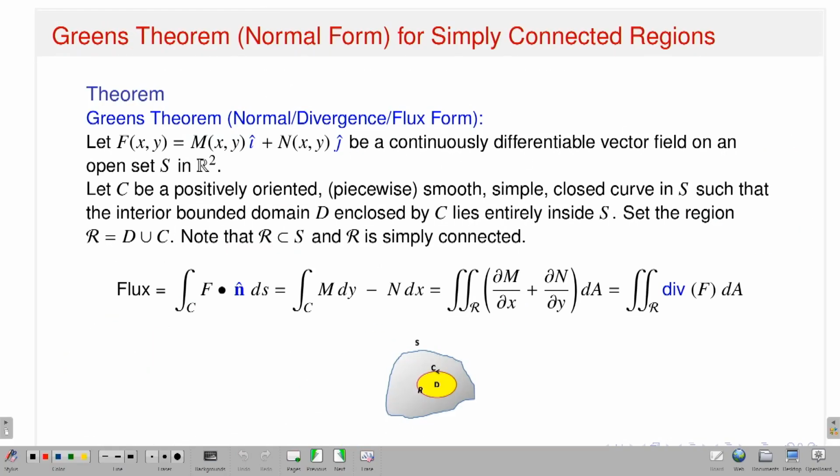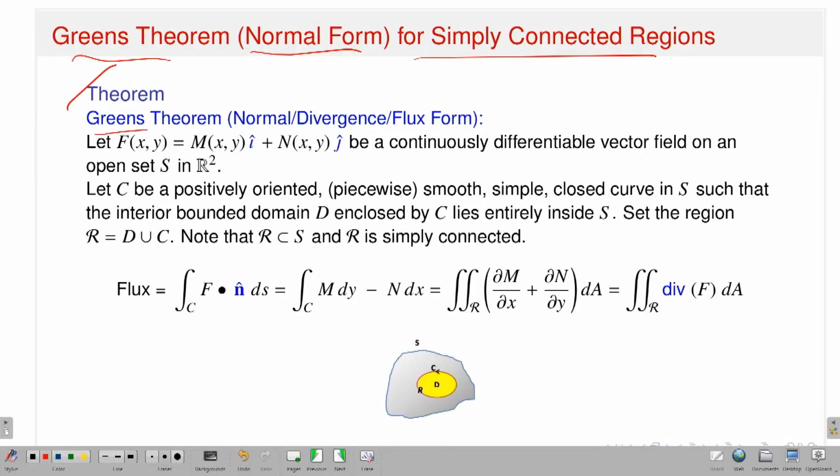Okay. Once I have that one, then look, this is the statement of Green's theorem. You see, I have the normal form written. That means I am dealing with the normal vector instead of the tangent vector for a simply connected region. What is that? It says that this is Green's theorem, a statement of the normal, divergence or flux form.